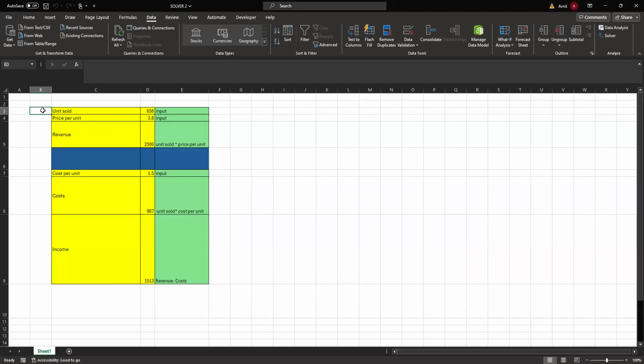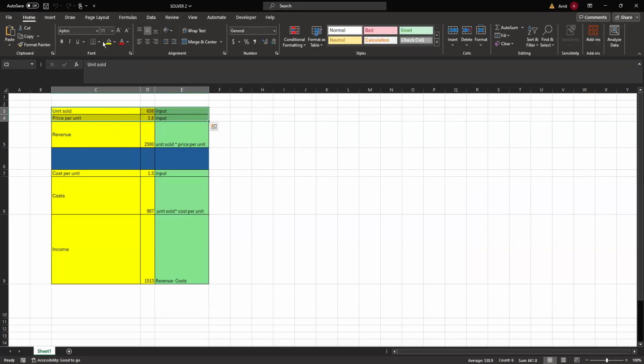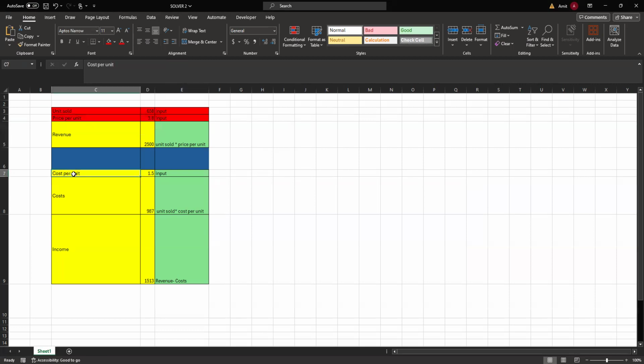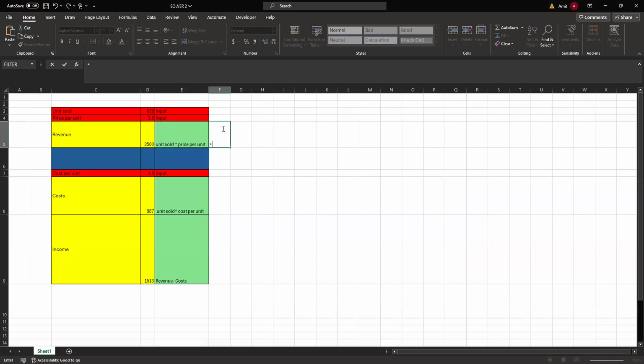The question gives these two parameters. Let me highlight them in a different color so that you can understand. This is the input parameter and this one is also an input given to you. Now the first step is you have to find the revenue. Revenue is equal to, you press the equal to sign, unit sold, like you click here, 658, times price per unit.